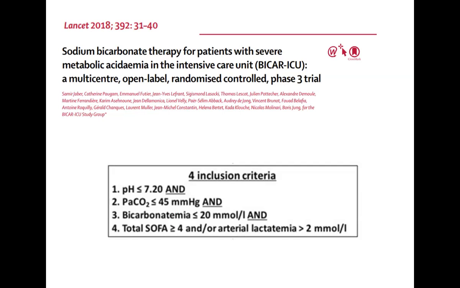And these patients were sick. Their pH was less than 7.2. Their PCO2 was less than 45, so it was not a respiratory acidosis. Their bicarb was less than 20, and they needed to be in organ failure, defined on SOFA more than 4, or their lactate was over 2. So these are really sick patients.